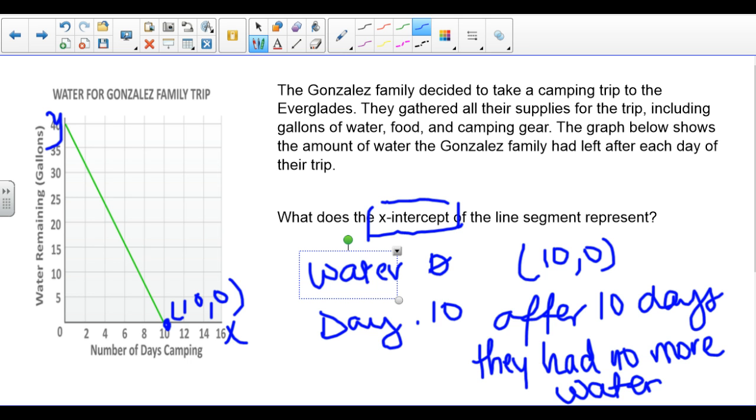All right, however, basically what this is saying is water at 0 right here, water on the Y, and the time for the days is at 10. So that means after 10 days there's no more water. All right, move on to the next.